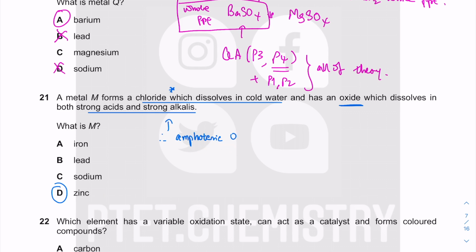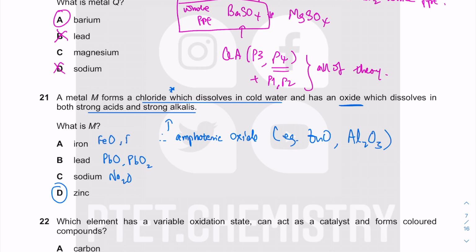What I meant is amphoteric oxide. So example, zinc oxide and Al2O3. So this is a factual question here. All right. So sodium oxide, Na2O. If we have lead oxide, PbO, PbO2. So this is lead 2 oxide. This is lead 4 oxide. Iron 2 oxide. Iron 3 oxide.